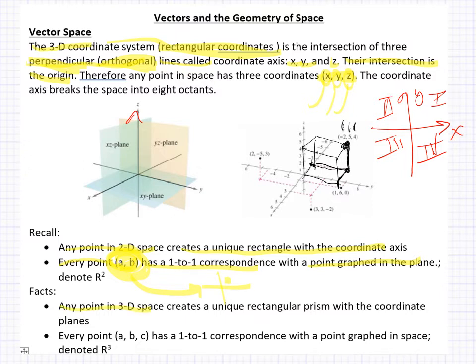So any point in 3D space creates a unique rectangular prism, like I just said. And then every point (a, b, c), which is this ordered triple, is in a one-to-one correspondence with the graphed point in space.